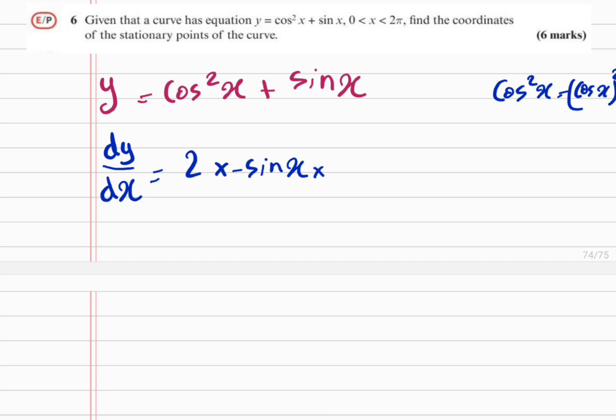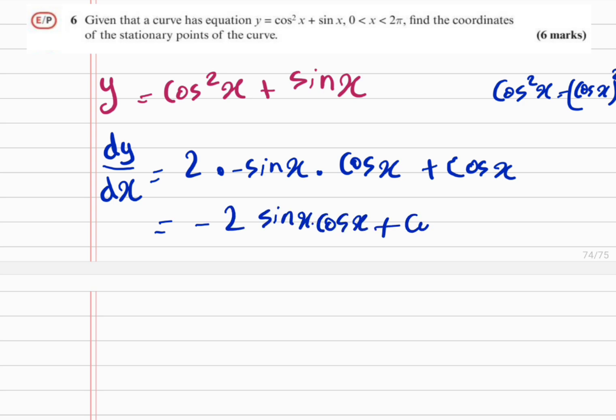and then of course we write down the bracket with the power minus 1. So it's going to be cos x again. Now for the sine x, that differentiates to cos x, so cos x, and we can simplify this now. Minus 2 sine x cos x plus cos x. So this is the derivative, and now we can solve this equation to find the stationary points.